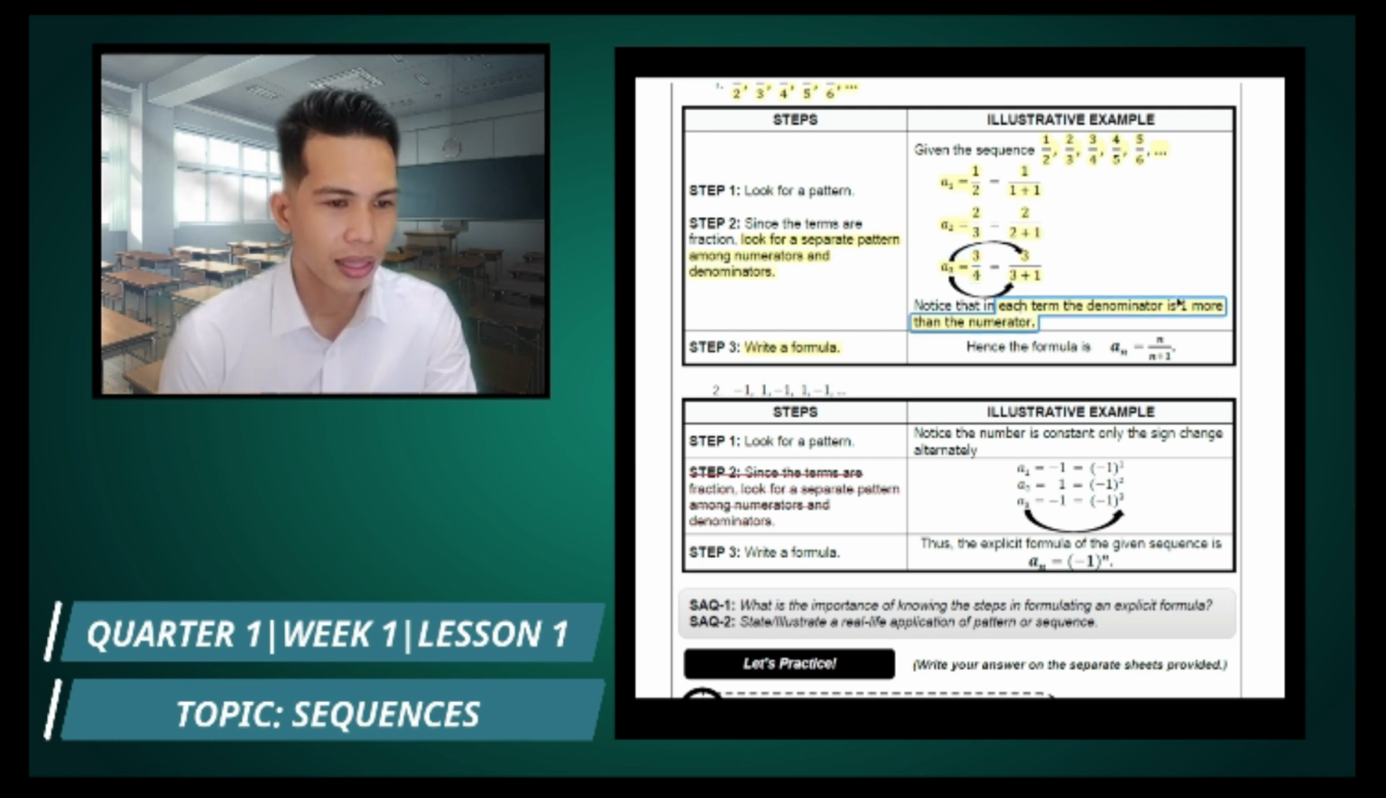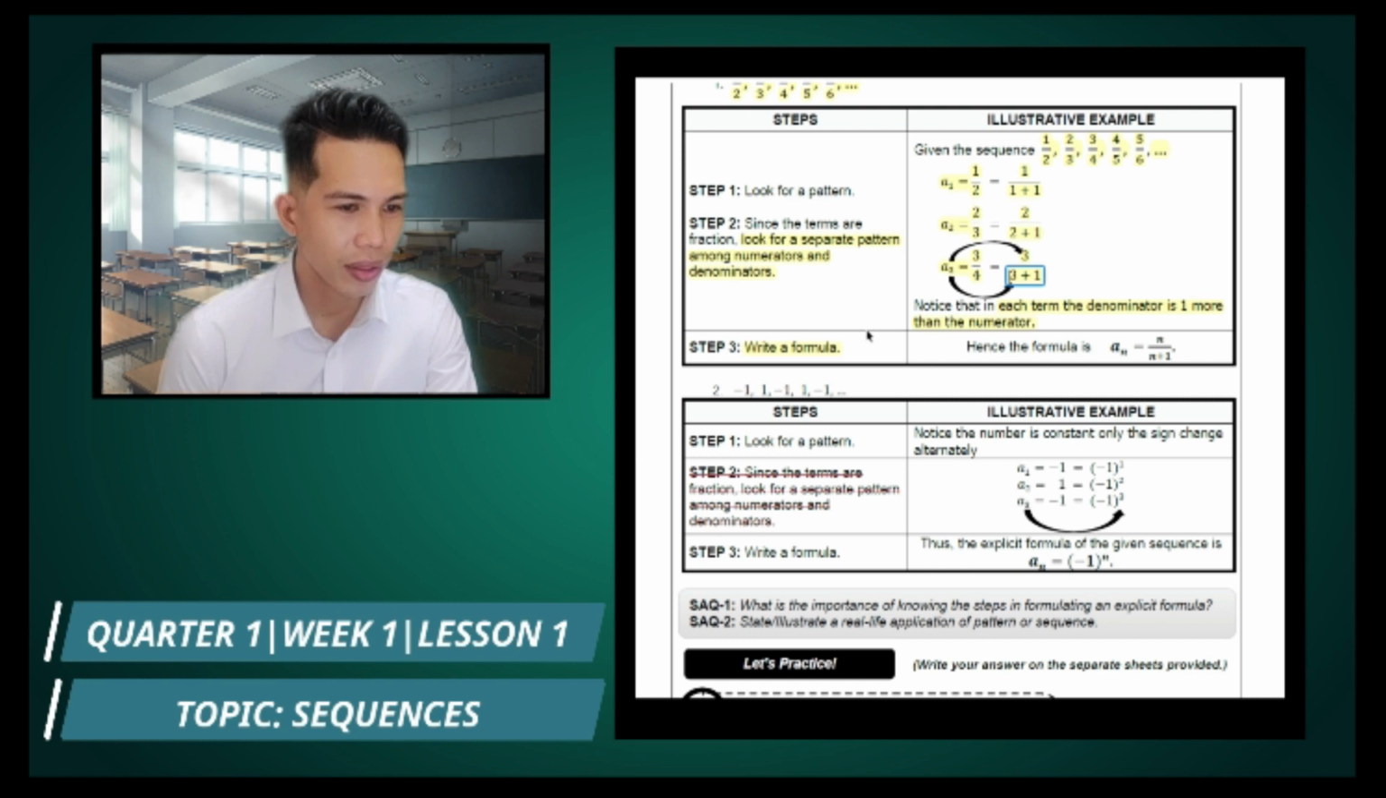Knowing that the denominator is 1 more than the numerator, we can write this fraction as 1 over 1 plus 1, because the denominator is 1 more than the numerator. The same for the second term, 2 over 3, we can write as 2, and then on the denominator, 2 plus 1. And then for the third term, we have 3, and then on the denominator, 3 plus 1.